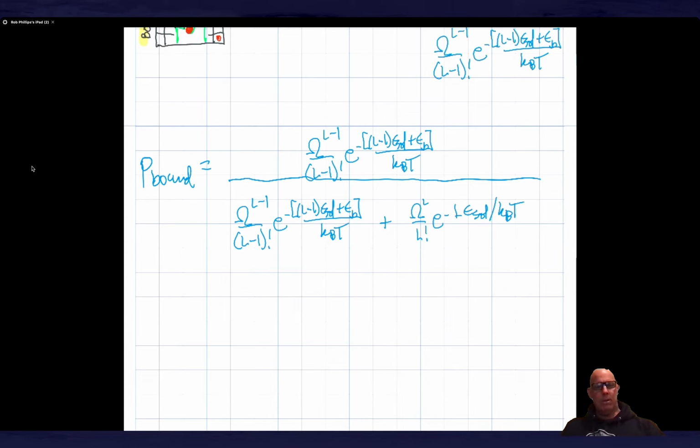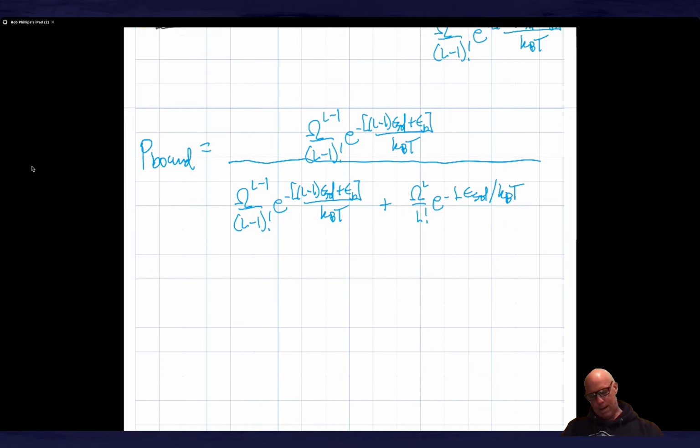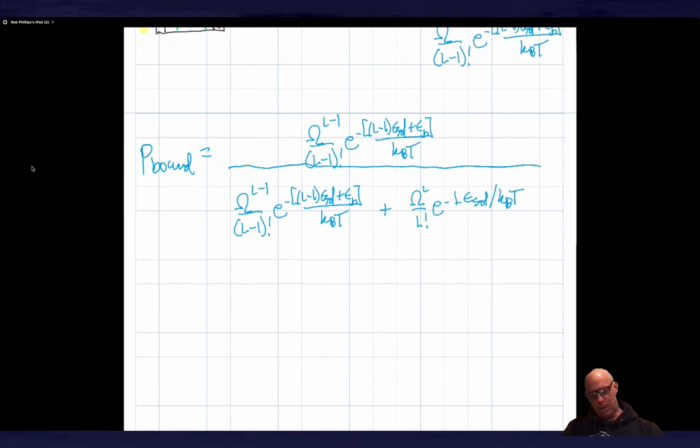Just as a reminder, when I want a probability, what do I do? In the numerator, I take all the favorable outcomes, the statistical weight of all the favorable outcomes, and in the denominator, I sum over all the statistical weights of all of the outcomes. So that's what the concept is, and that's what I've implemented here. So there's two categories of states, and I've multiplied them accordingly.